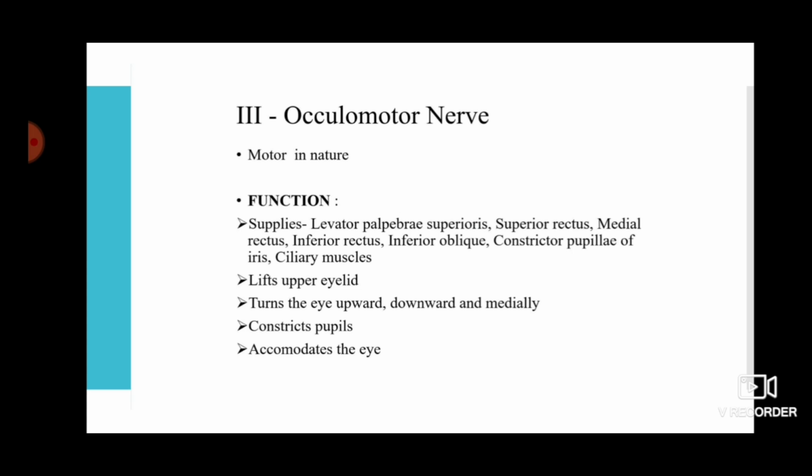It turns the eyes upward, downward and medially. We need to remember this point, that the oculomotor nerve is responsible for turning the eye upward, downward and medially. Medially is towards your nose. And it is also responsible for constricting the pupils and for the accommodation of the eyes.